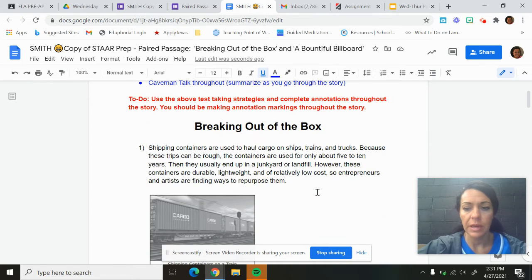Okay, so this is breaking out of the box. I'm going to try to read, but again, I just saw my computer light come on that it's dying.